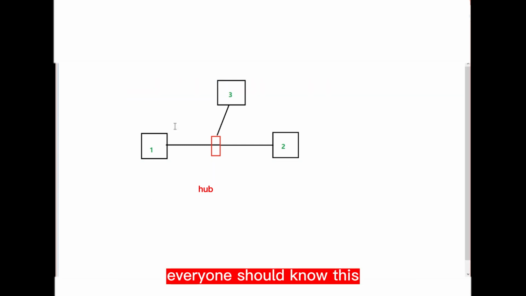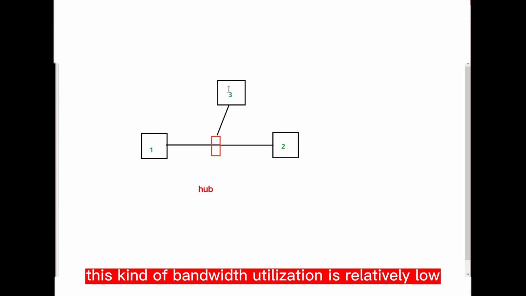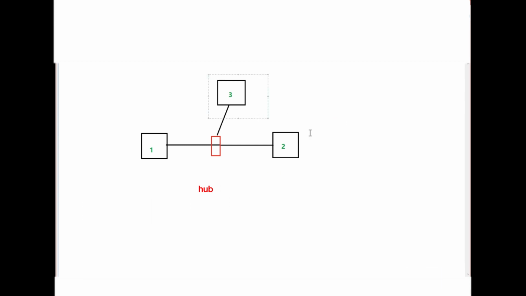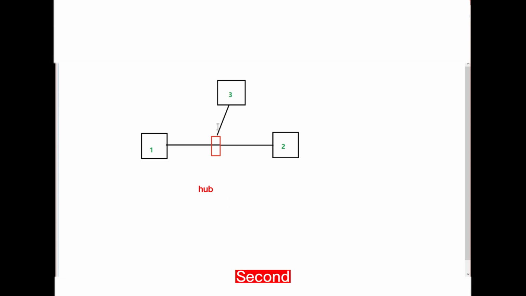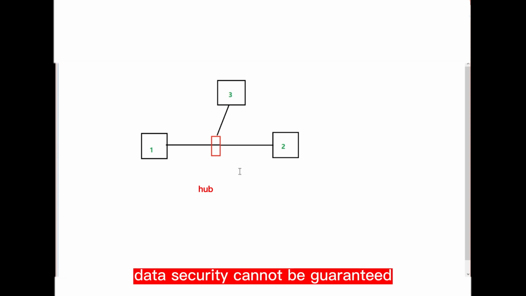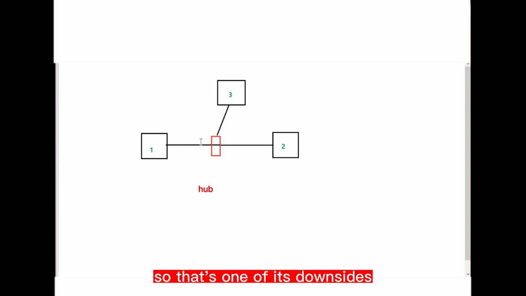Everyone should know this: in fact, this kind of bandwidth utilization is relatively low, because the bandwidth of the link is always occupied. Second, data security cannot be guaranteed. In hub-based networking, unicast communication is not possible. So that's one of its downsides.